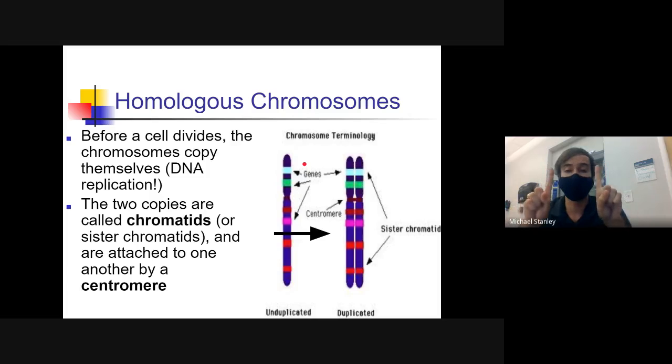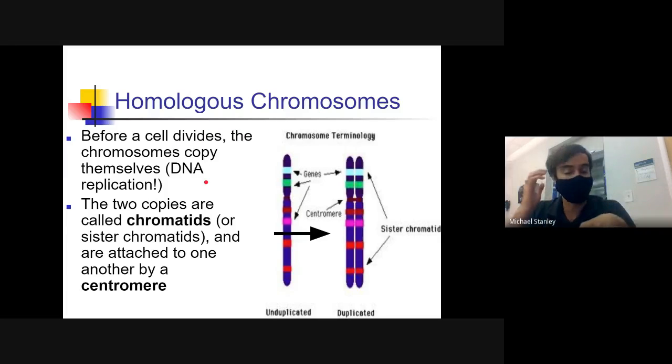So if we start off with 2 copies of each gene, one from your mom and one from your dad, and then we make duplicates of all of our chromosomes, all of our DNA, then we end up with 4 total copies after we duplicate it, right? We started with 2, and then each one of those got replicated. So now we have 2 copies of your mom chromosomes and 2 copies of your dad chromosomes. And the 2 copies together are called chromatids.